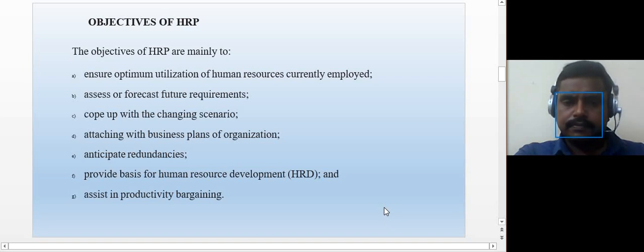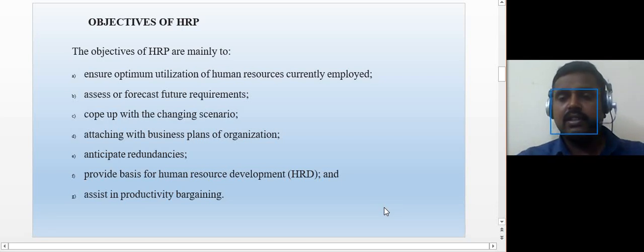Because if you are not ready to update yourself, you will automatically be outdated. So bring some changes and cope with the present as well as the future requirements, highly based on human behavioral theory, human power, and attaching with the business plans of the organization.